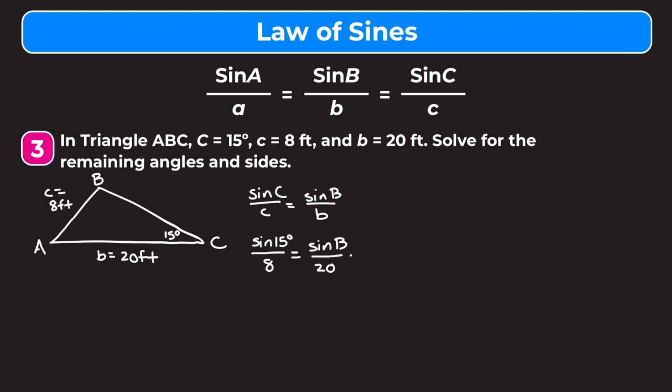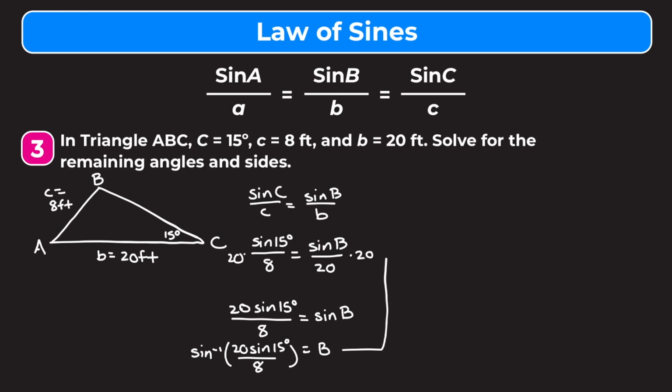To get the sine of B by itself, we're going to multiply both sides by 20. On the left, we're going to have 20 times the sine of 15 degrees over 8. And on the right, the 20s cancel out and go to 1, so we're left with the sine of B. And then remember to solve for the angle. If we have the sine of some angle equals something, we're going to take the sine inverse of both sides. So on the right, the sine and the sine inverse cancel out. And on the left, we have the sine inverse of this entire expression.